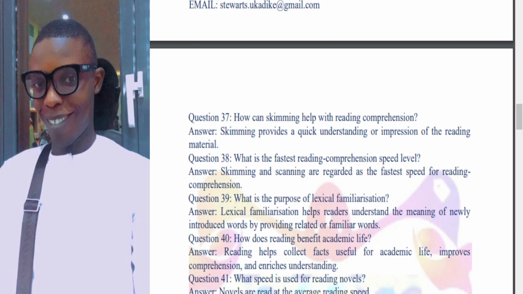All right. Now, the faster reading comprehension speed levels, skimming and scanning, are regarded as the fastest speed for reading comprehension. And I've told you the difference. When you're scanning, you're just going through the material randomly. You could move from the first line to the last line. There's a particular thing you're looking for. Perhaps you want to see where they talk about food in a particular passage, and your eye is just moving zigzag, wavy. That's the scanning.